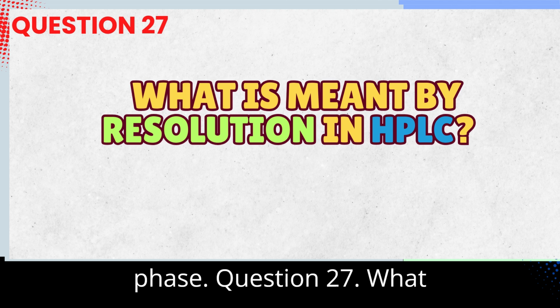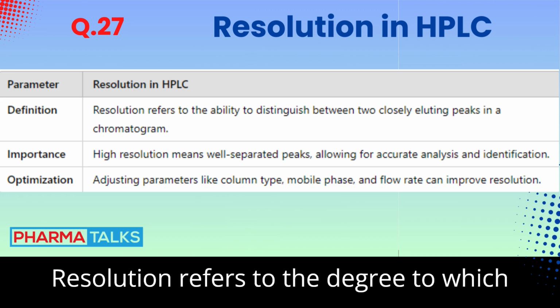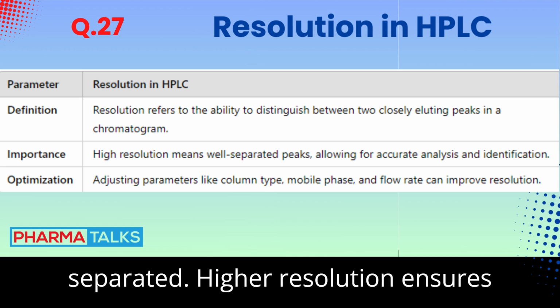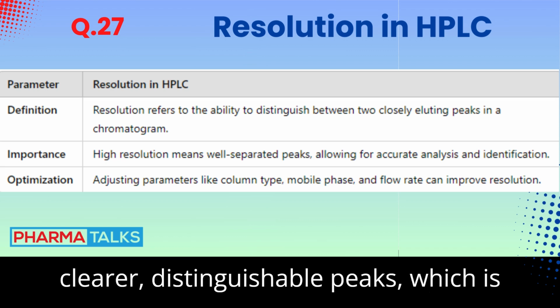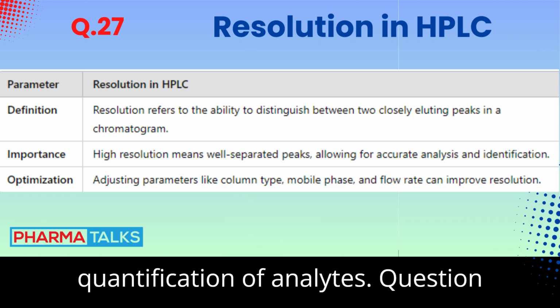Question 27. What is meant by resolution in HPLC? Answer. Resolution refers to the degree to which two adjacent peaks in a chromatogram are separated. Higher resolution ensures clearer, distinguishable peaks, which is essential for accurate identification and quantification of analytes.